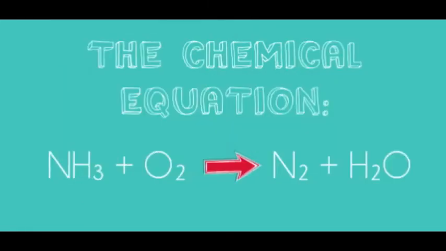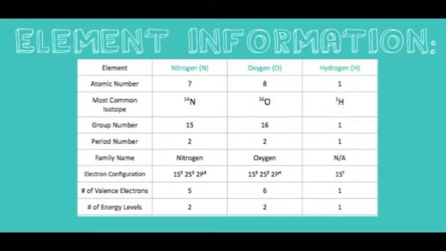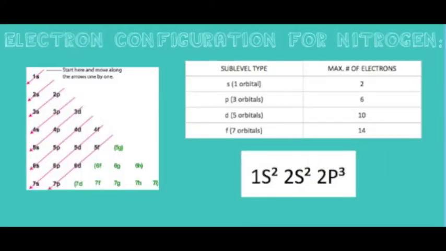The chemical equation of the chemical reaction that we will be using throughout the entire video is ammonia and oxygen gas react to form nitrogen gas and water. There are 3 elements involved in this chemical reaction, including nitrogen, oxygen, and hydrogen. Included in this table is information on each element, including the electron configuration. Next, we will find out how to find the electron configuration of a neutral atom of an element.